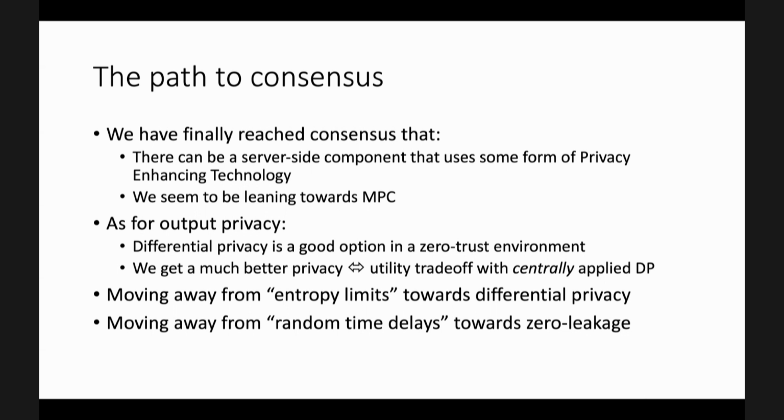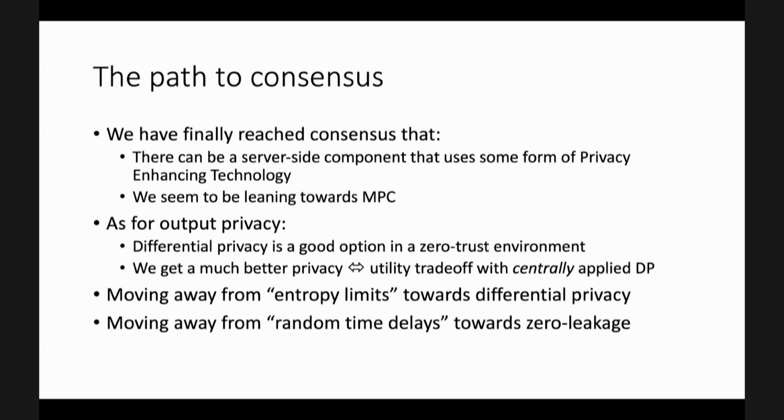And then when it comes to output privacy, we've reached consensus that differential privacy is a really good option when you're in a zero trust environment, which is kind of like the situation that we're in here on the web. The browser vendors do not trust advertisers and they do not trust publishers. And if you don't put any trust in the people who are calling your API to ensure that the outputs of that API can't be linked to individuals, adding differentially private random noise is about the best idea that we all have.